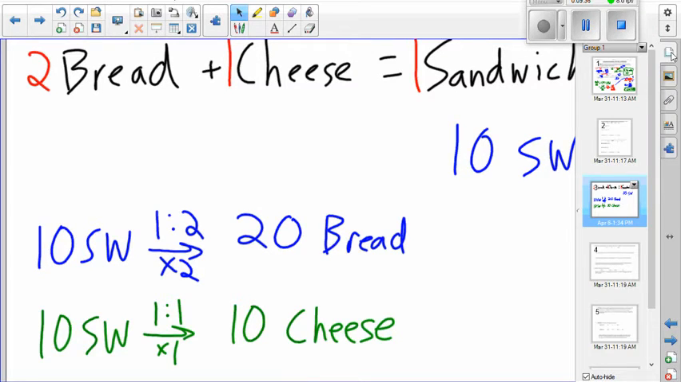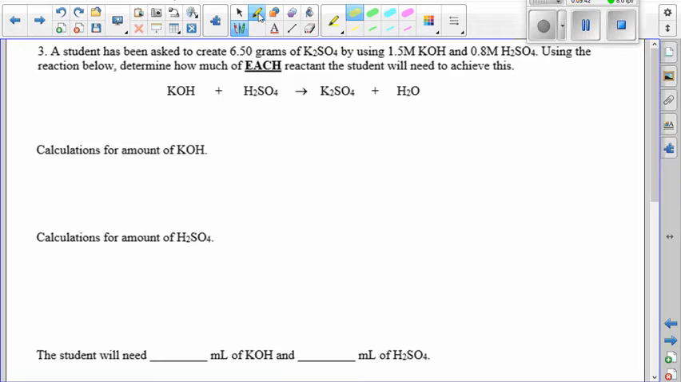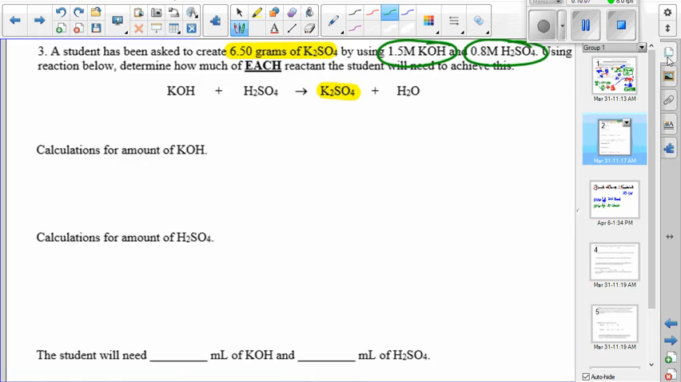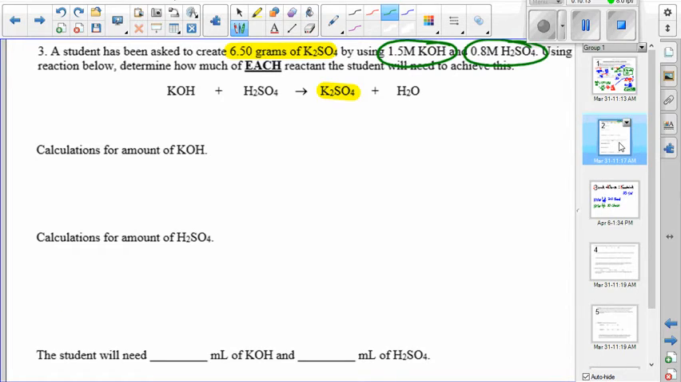In a similar fashion, if we look at problem number 3, we're given an end goal. Hey, you need 6.5 grams of K2SO4, this guy right here. That's how much I want you to make. Available to you, you have a bottle of 1.5 molar KOH and a bottle of 0.8 molar H2SO4. And those are your only things you have. You're going to pour a certain amount of each one together to get those 6.5 grams. So what you're going to have to do is work backwards, just like we did with our cheese sandwiches here. Notice how we started with the sandwiches at the beginning of those calculations and moved to bread or to cheese. You'll have to do the same here, starting with your 6.5 grams of K2SO4.